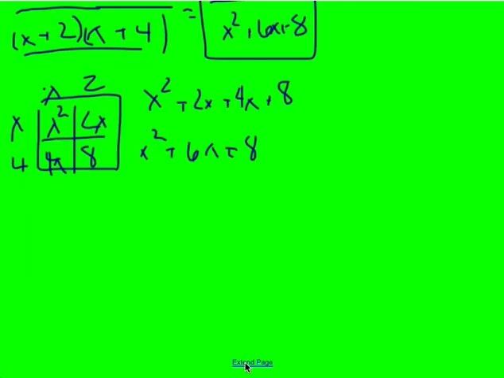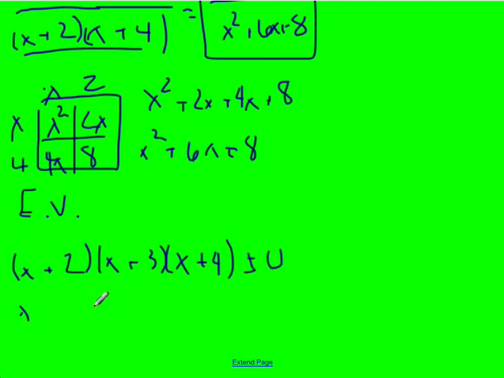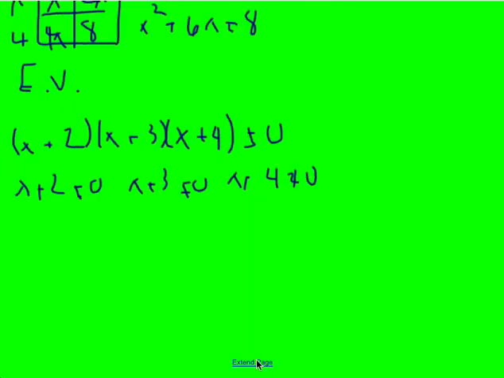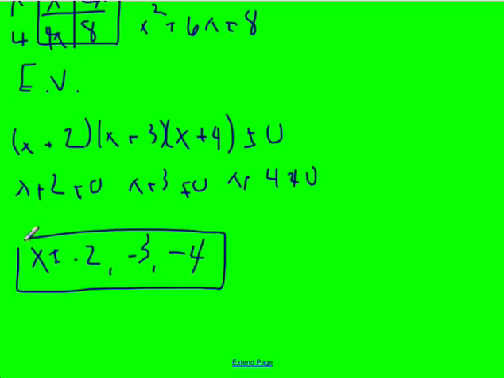Now I need to calculate out my excluded values. So for the excluded values, I need to take the original bottom, which is x plus 2, x plus 3, and x plus 4. And that cannot be equal to 0. So x plus 2 cannot equal 0, x plus 3 cannot equal 0, and x plus 4 cannot equal 0. So now we can go ahead and subtract those out. So what we're going to do is subtract 2, so we get that x cannot be negative 2, negative 3, or negative 4 for those excluded values.